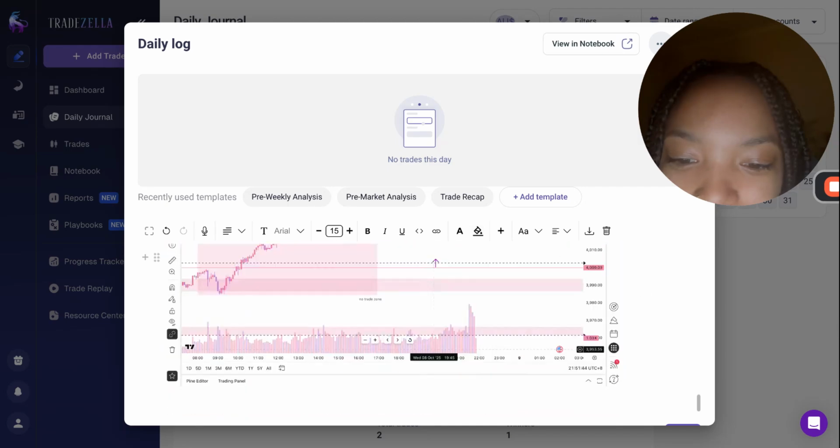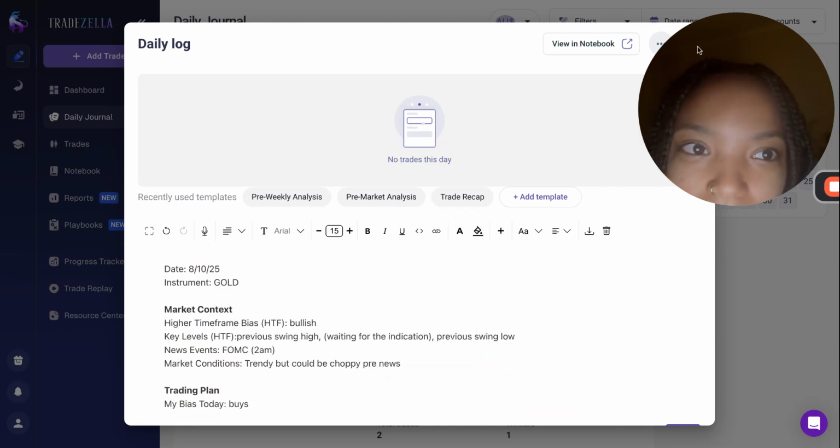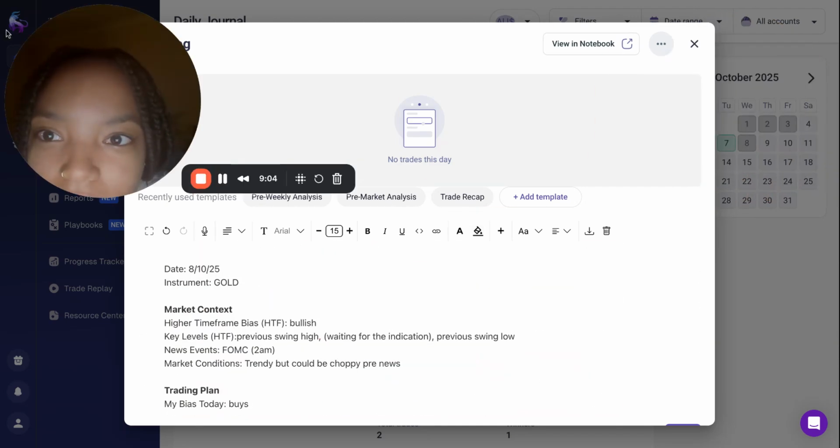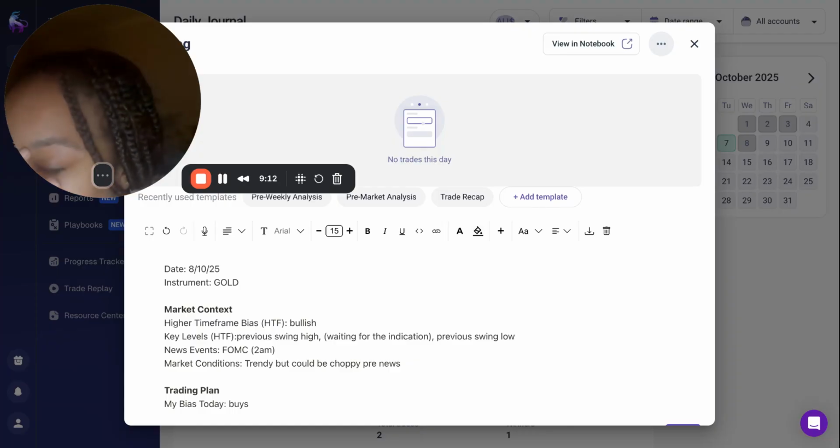But yeah, I just added a few little screenshots. That was pretty much today's trade. Obviously I'm not trading. Let me know if you guys take a trade today and how it goes. But yeah, that's pretty much it.